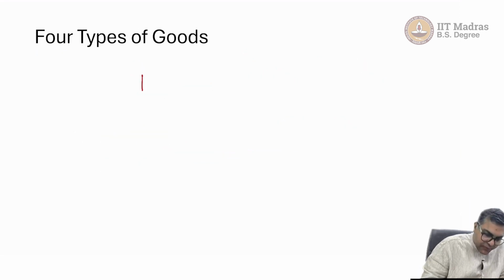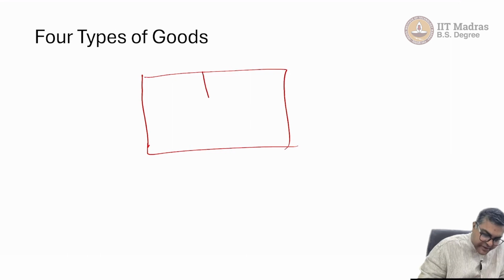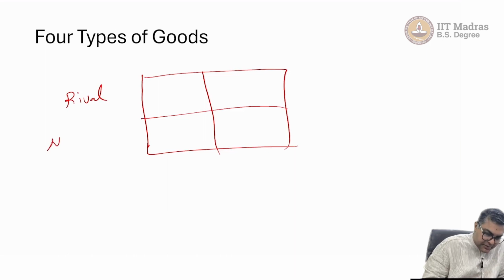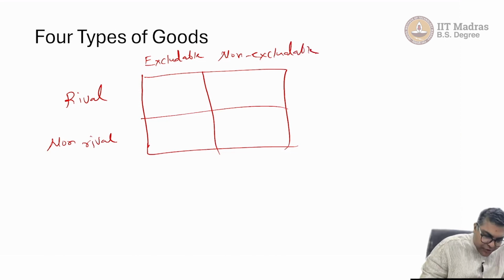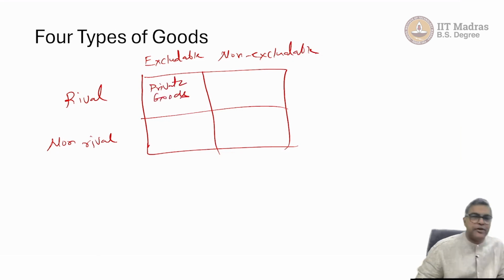Now we can say there are 4 types of good, because we have 2 characteristics. Both characteristics can take 2 values: rival, non-rival, excludable, non-excludable. So if it is rival and excludable, we have private goods. The whole course we devoted to private goods like toffee, pen, pencil, ice cream. These are the goods we have spent time talking about.